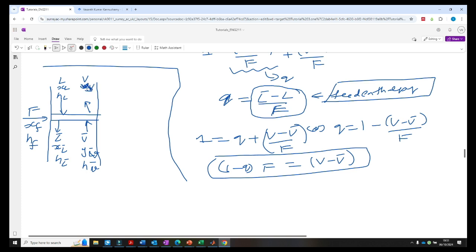Whenever we talk about vapor, we use the notation Y, and the enthalpy of the corresponding stream is H suffix V. What's given in the question is something which is a function of this V and L dash. So let me write in the question we have Q defined as... let's go back to the question.